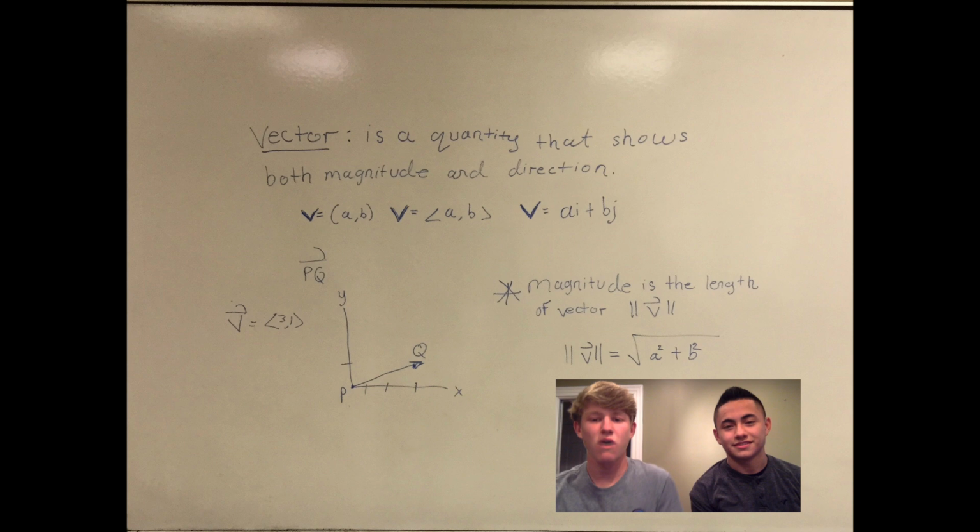A vector is a quantity that shows both magnitude and direction, and it can be written in these three forms. Your magnitude is pretty much the length of a vector, and it's obtained by the square root of your a value squared plus your b value squared.